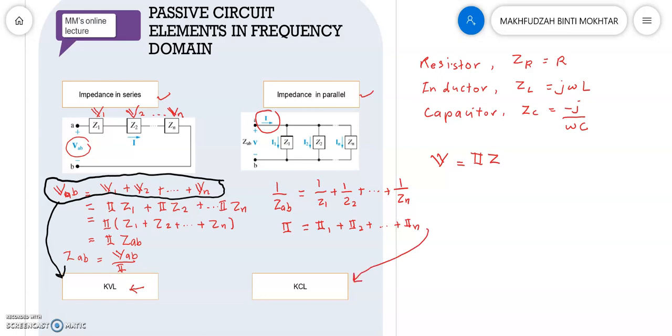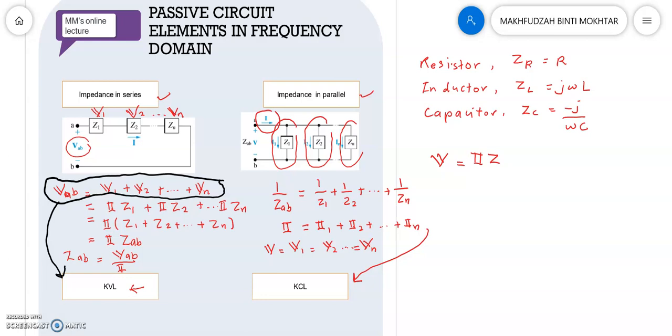Alright, and when we want to see the definition in terms of the voltage, since the voltage at each Z here is the same, they all have the same voltage, so we can put that V equals to V1 equals to V2 and also equals to Vn. So that's one relationship.